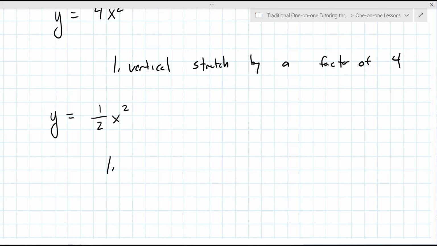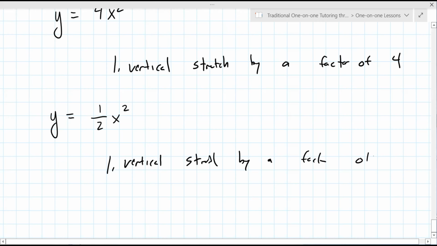Because it's not a vertical stretch anymore. But it's also not a horizontal stretch. So we'll just go with the standard wording here. Maybe that will be the best. Vertical stretch by a factor of 1/2. Okay.